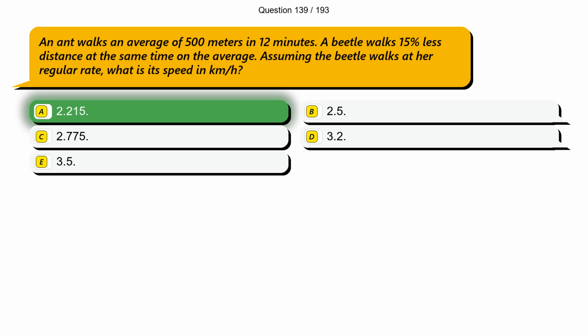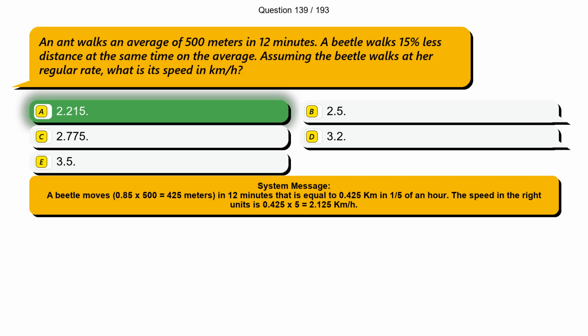The correct answer is option A, 2.215. A beetle moves 0.85 x 500 equals 425 meters in 12 minutes, that is equal to 0.425 kilometers in 1/5 of an hour. The speed in the right units is 0.425 x 5 equals 2.125 kilometers per hour.